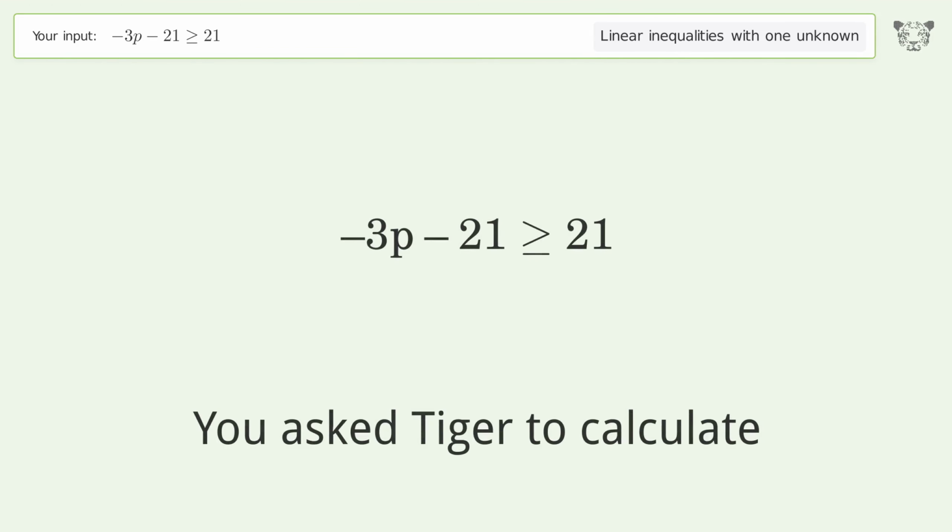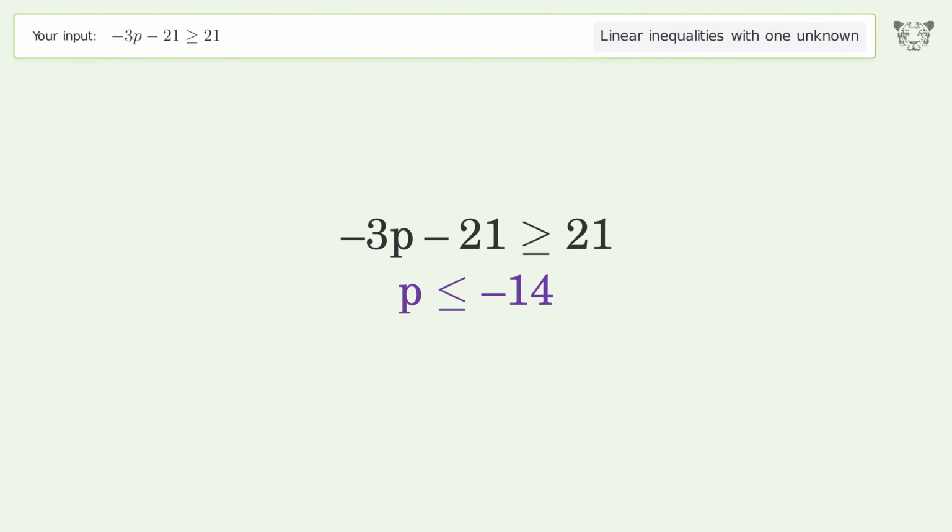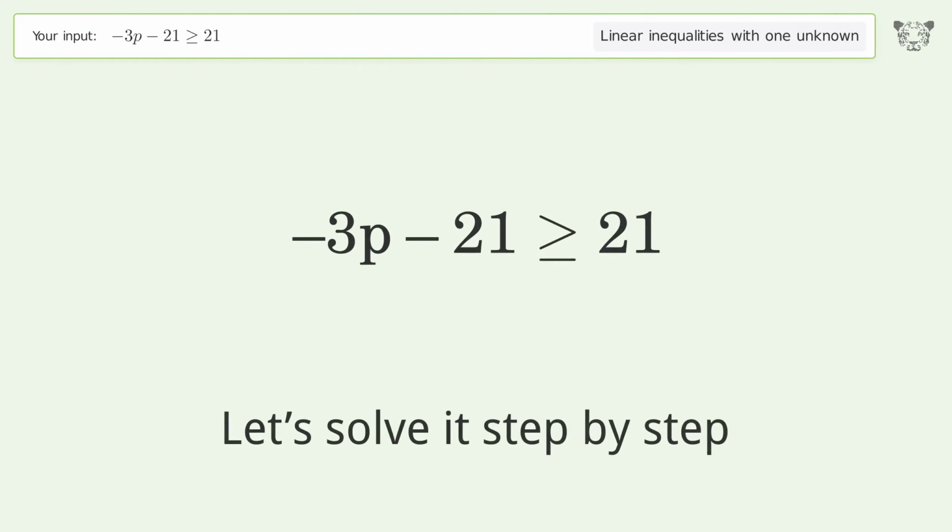You ask Tiger to calculate. This deals with linear inequalities with one unknown. The final result is p equal or smaller than -14. Let's solve it step by step.